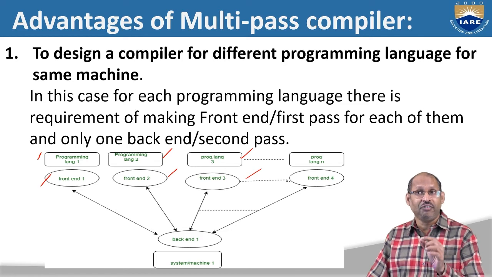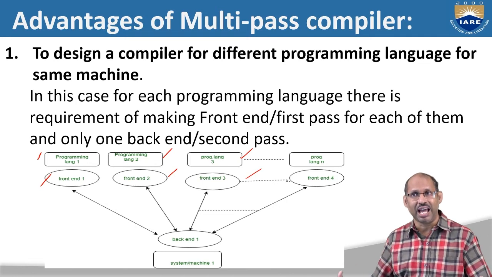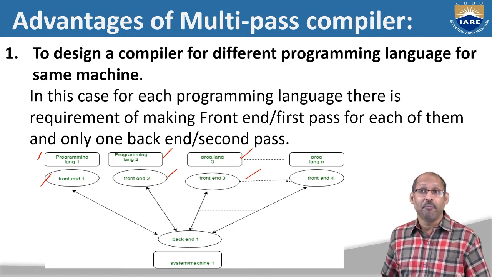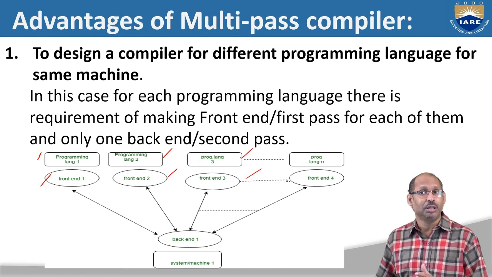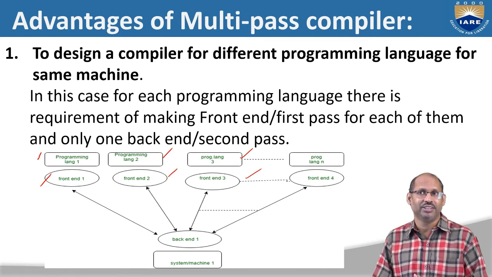Because the front end will give the intermediate representation, which is independent of the source language, the backend will convert it to the machine code that works on the particular machine. So we need not change the backend, right? So depending on the programming language, we will change the front ends.